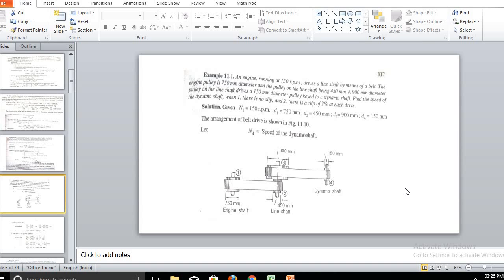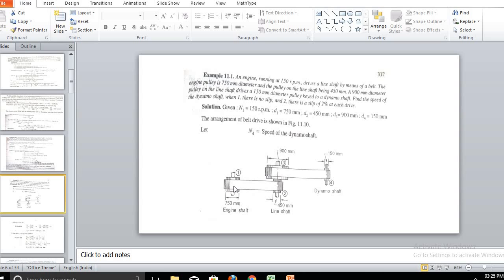So here, this is a compound belt drive. There are 3 shafts. As previously, we also go through such a type of example. It is a compound belt drive having 3 shafts: first shaft, second shaft, and third shaft.